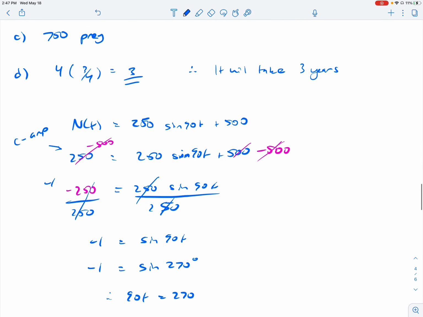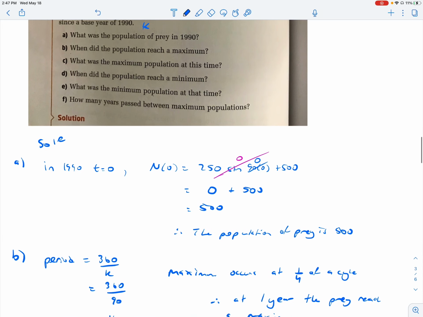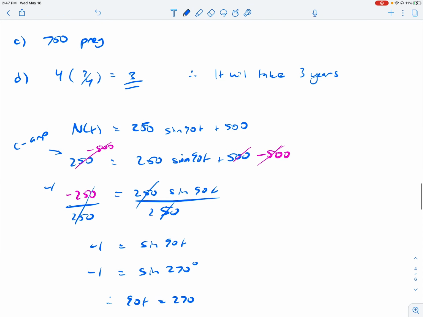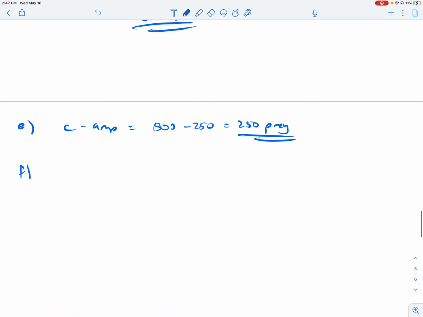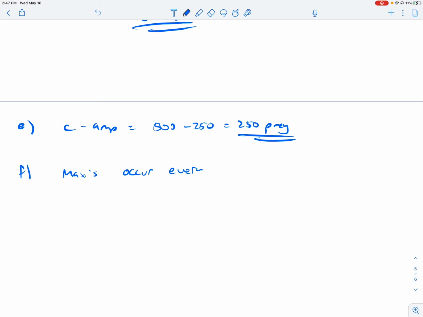Okay, lastly, part F. How many years have passed between making maximum populations? So it has to be the period. So 4 years. So maxes occur every 4 years.